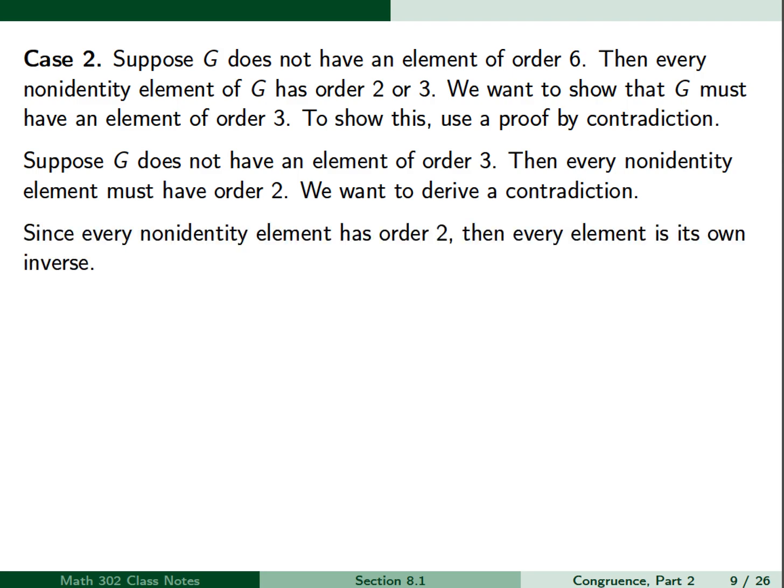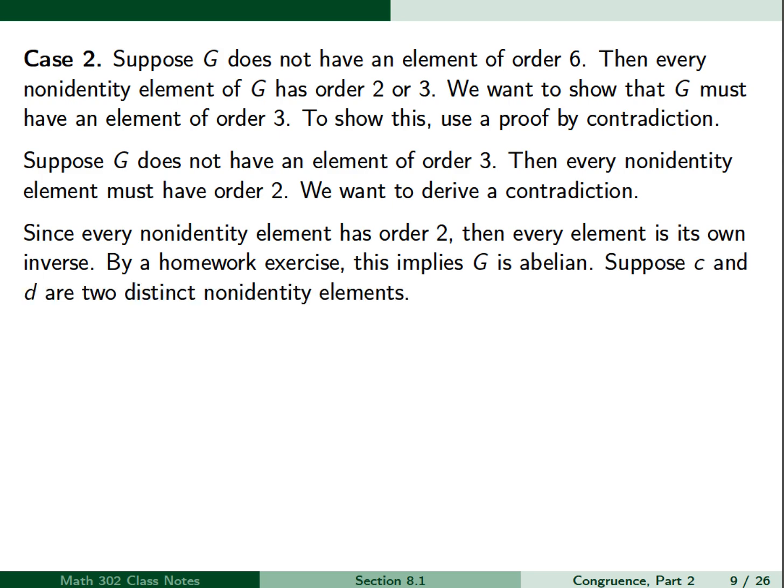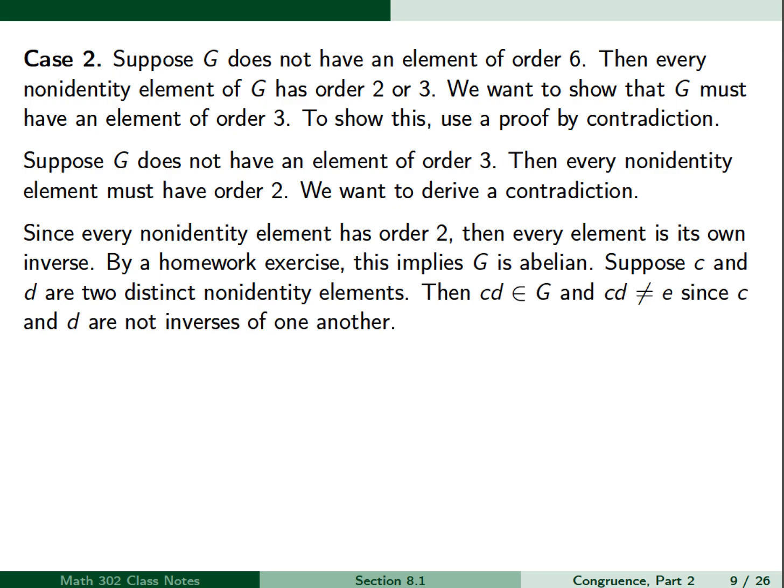Since every non-identity element has order 2, then every element is its own inverse. And by a homework exercise, this result implies that G is abelian. So let's suppose that C and D are two distinct non-identity elements. Then CD has to belong to G. Since G is a group, it's closed, and CD cannot be equal to the identity since C and D are not inverses of one another. C is its own inverse, and D is its own inverse.